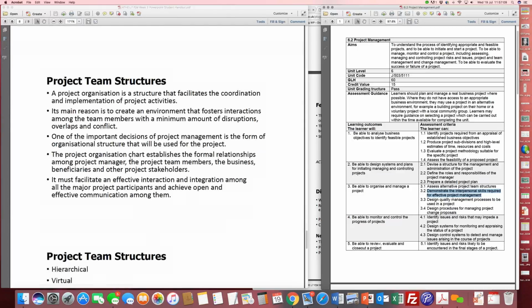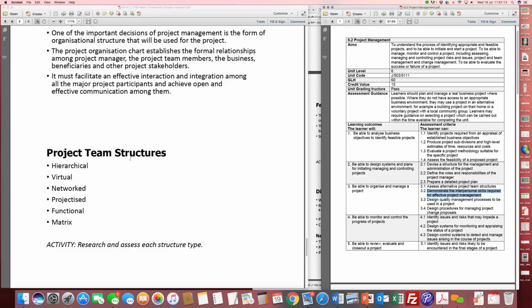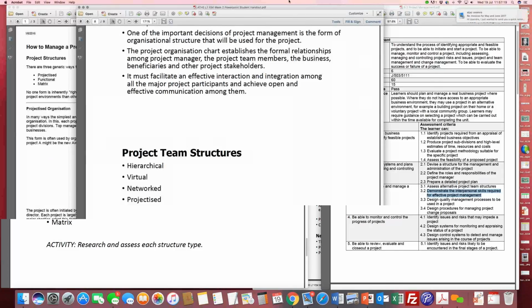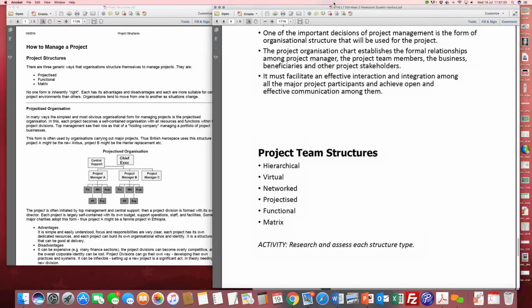Okay, now, talk about project structures. When I started off initially, I did talk about structures of organizations. We look at different types of organizational structures, primarily formed depending on the type of project and the scale of the project. So there are different types. One is hierarchical. You can have virtual, network, projectized, functional, and matrix.